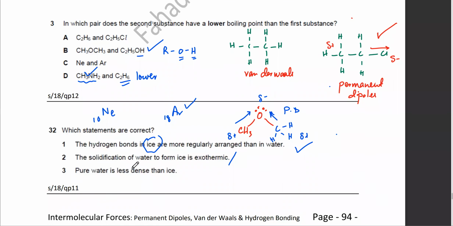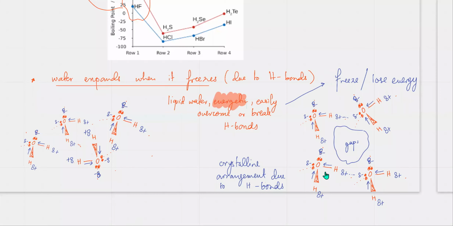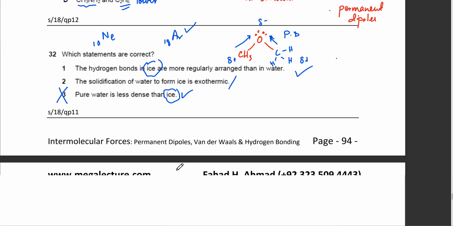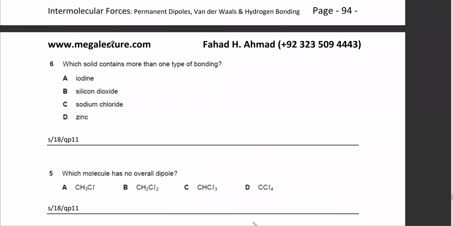And pure water is less dense than ice. That's just general knowledge. Pure water is less dense than ice. Ice floats. Ice has lower density. That's actually going to be incorrect. Water is more dense. Ice is less dense. I mean, ice has gaps in it, so it has lower density. Water molecules are closer to each other. So ice floats on water. Ice has lower density because of those gaps.